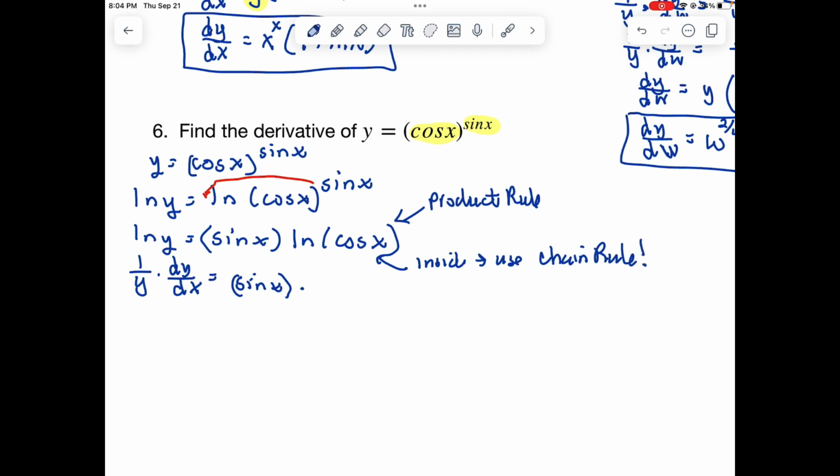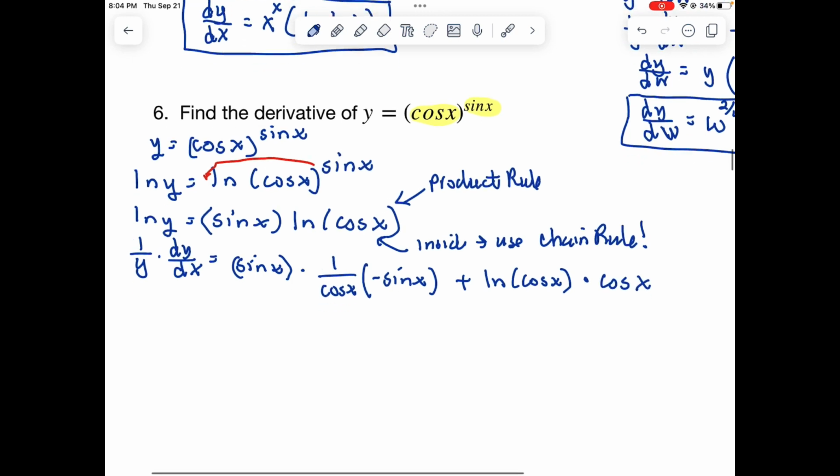So the derivative of the natural log is 1 over, in this case, cosine of x. And then we multiply by the derivative of cosine of x, which we now know is negative sine of x. And then we're going to add the second function, which is the natural log of cosine of x, and we're going to multiply it by the derivative of the first function, which is cosine of x. All right, let's clean up that right-hand side.